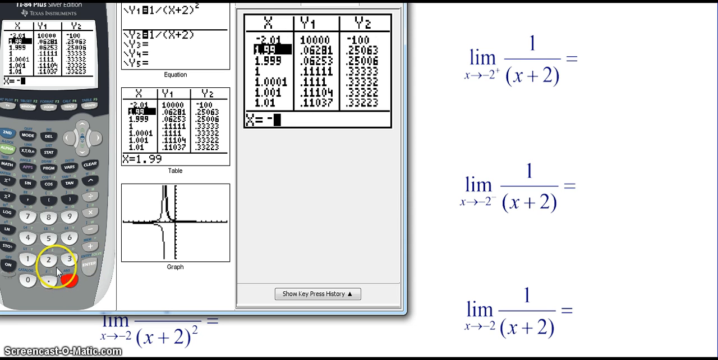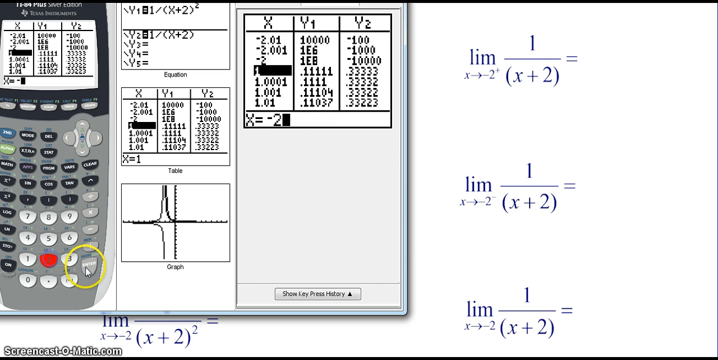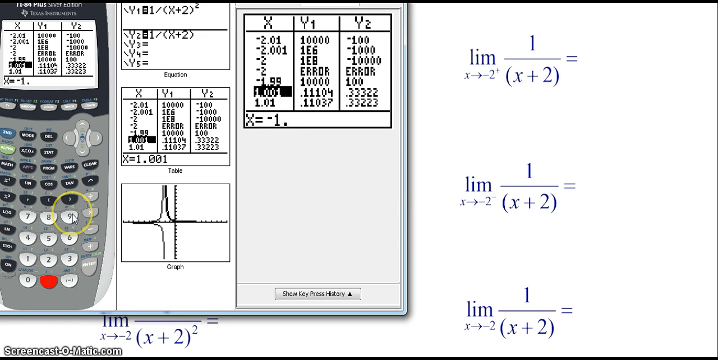2.01, negative 2.001, negative 2.0001, negative 2, negative 1.99, negative 1. Oh, I'm sorry, that one should have been, let's say negative 1.9999, negative 1.999, and negative 1.9.